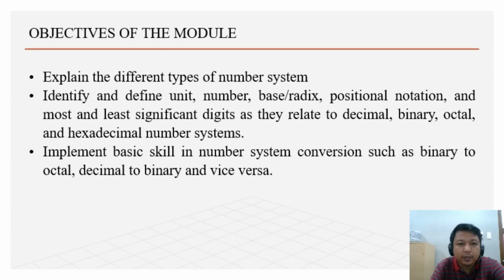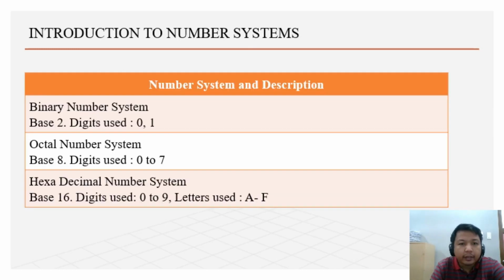The first one is to explain the different types of number system, to identify and define unit, number, base, or radix, positional notation, and the most and least significant digits as they relate to decimal, binary, octal, and hexadecimal number systems. And the last is to implement basic skill in number system conversion such as binary to octal, decimal to binary, and vice versa. Now, in computer system, the only language that the computer can understand is or should be written in a binary system.